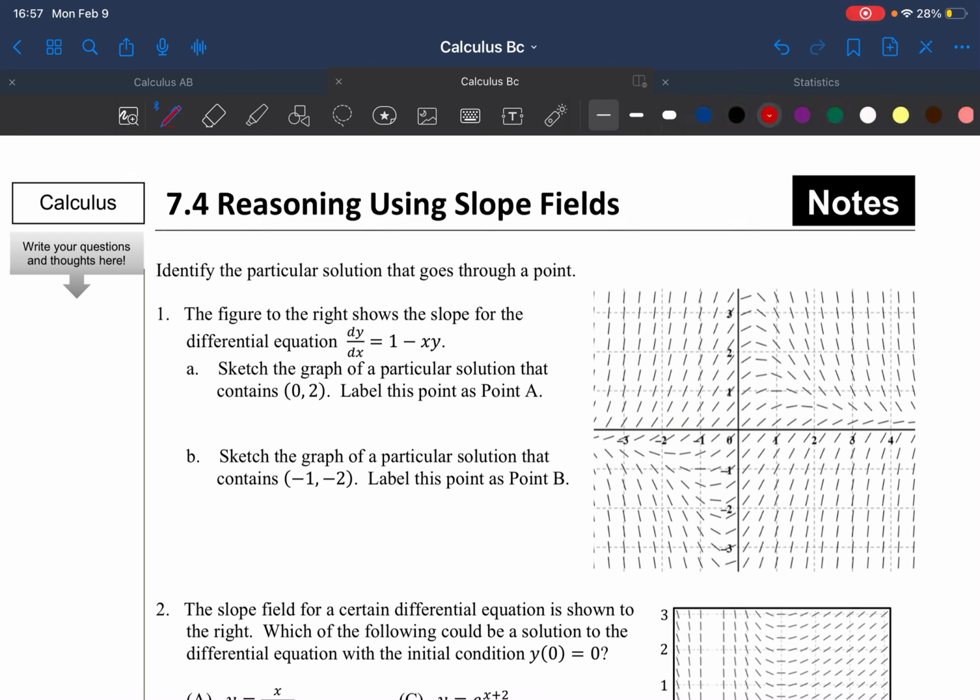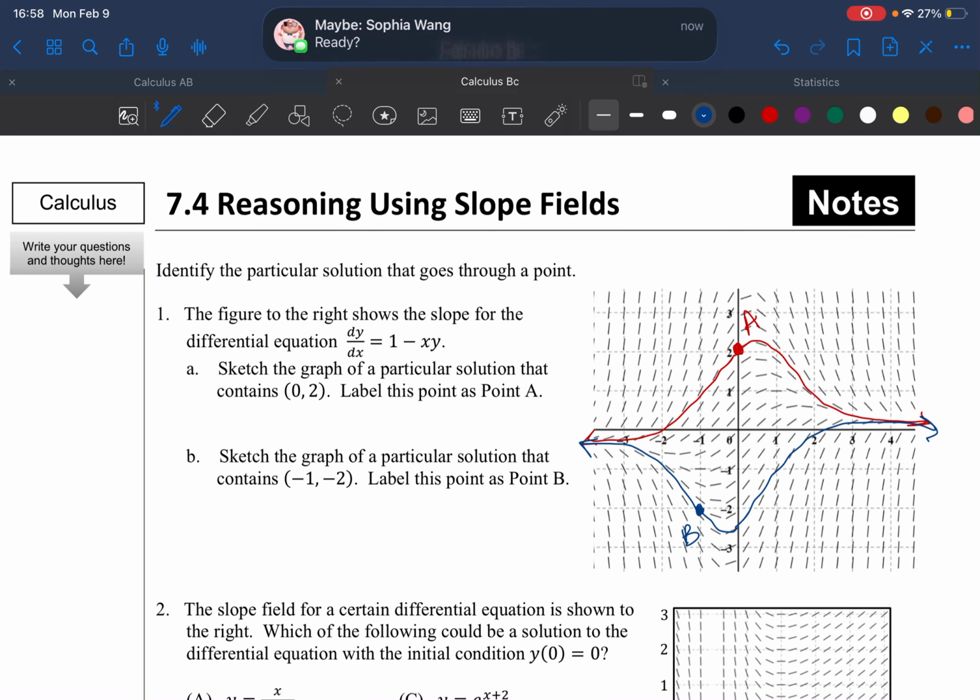I'm going to find (0, 2), which is up here. I'm going to label this A, and I'm going to trace the particular solution by following those slopes. Okay. And then I'm going to do the same thing for B. B says sketch the graph of a particular solution that contains (-1, -2), so right here, and then label that point as B. So here's B, and then again, following the slope fields, I get something that looks like this.